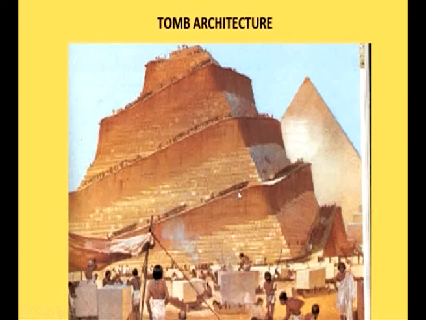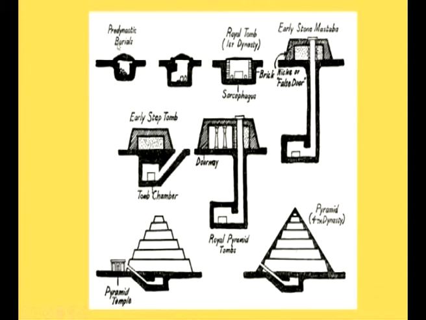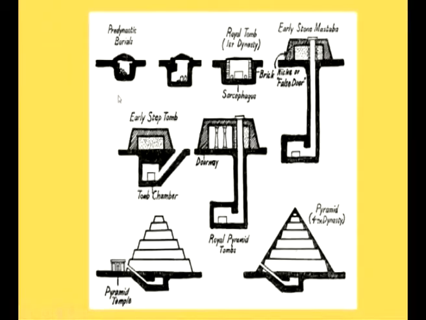So the tomb architecture, basically, as you can see, the pre-dynastic burials were just shallow pits dug below the ground. Due to the invasion of animals which ate the dead bodies, they started to bury them a little deeper. They started to build it deeper. So next was the shallow pit which had a sarcophagus.